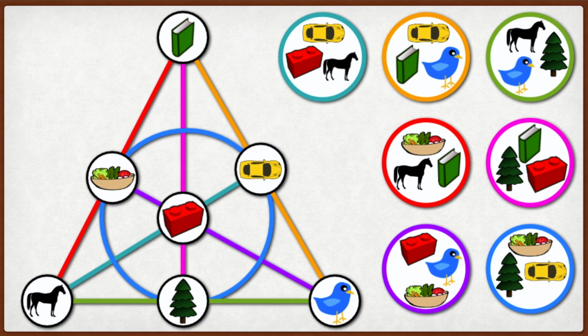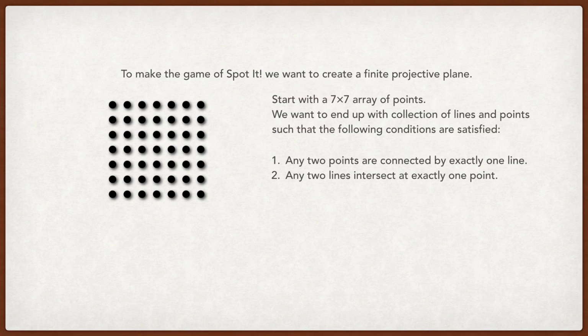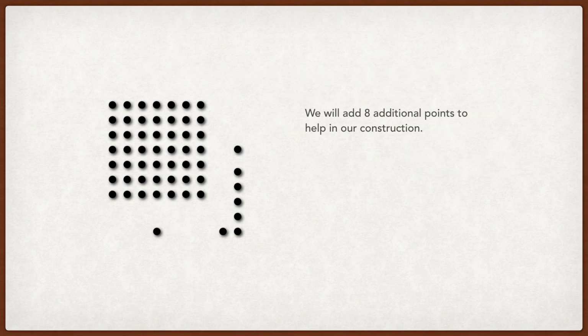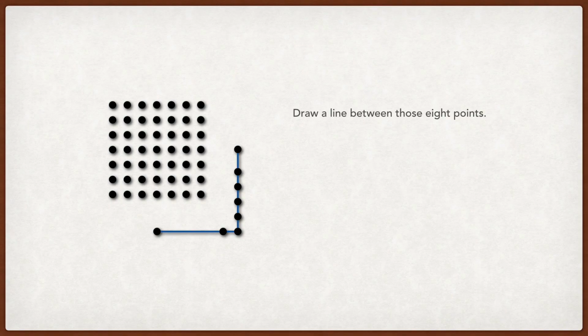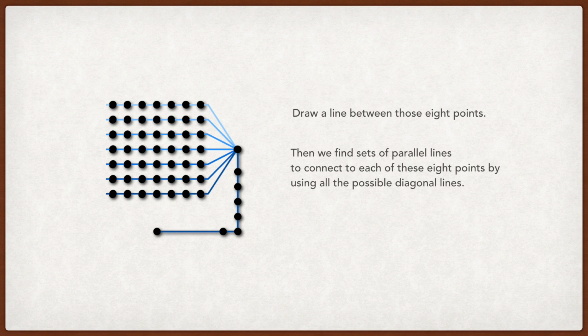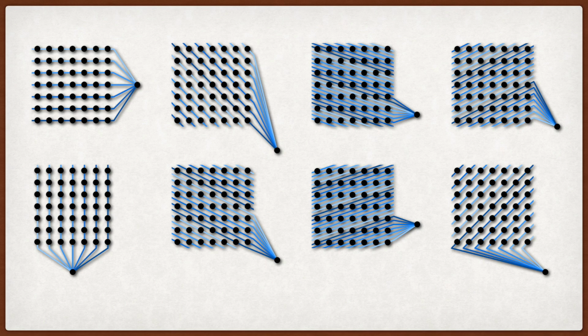How did they make the game of Spot It with 55 cards? Well, that's a little harder, but it's going to be through the same construction. First, we make a 7x7 array. Then add in 8 points, which will enable us to connect the individual points in each row. Connect those 8 points with a line. Then we draw 8 sets of parallel lines and extend each set to one of the new points to make sure that any 2 lines intersect.